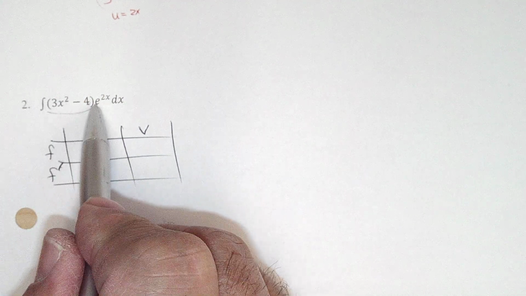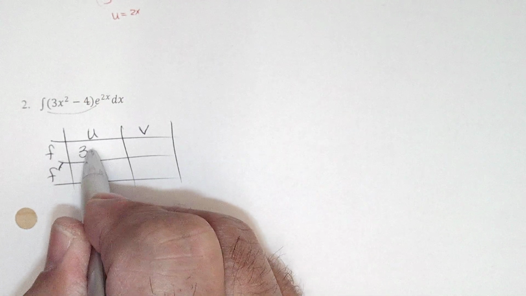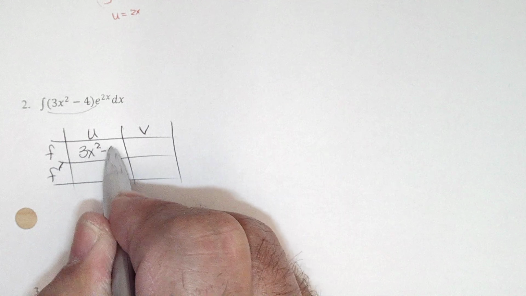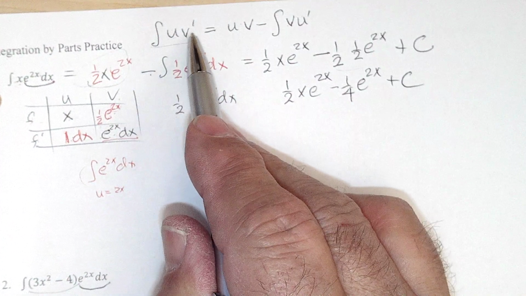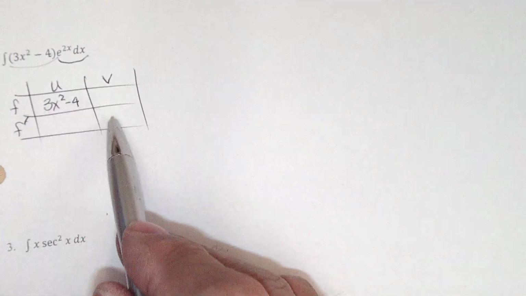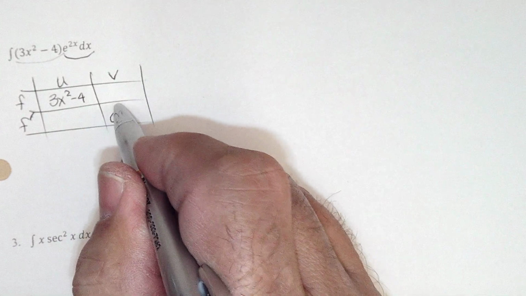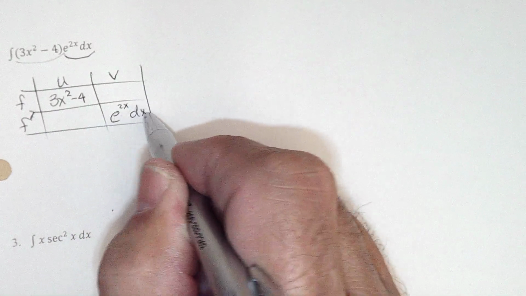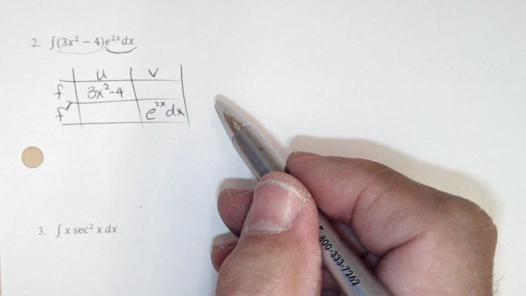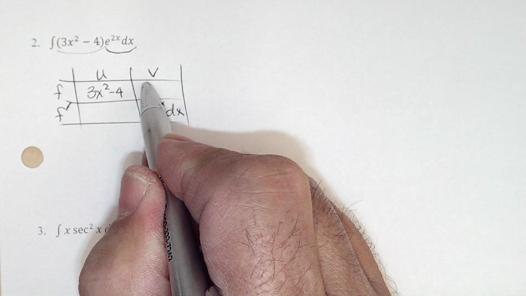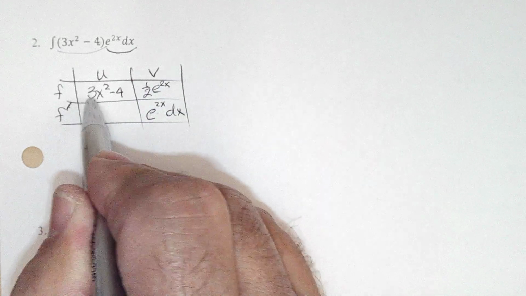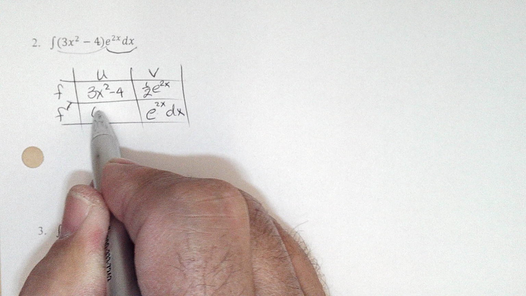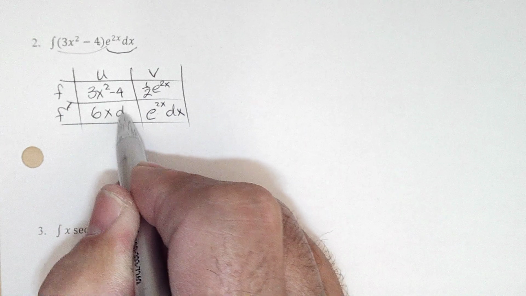I'm going to let this be the u, and this be v prime, u v prime. And we've done the antiderivative of this before. It's 1/2 e to the 2x. You should know how to take the derivative of that. That's 6x dx.